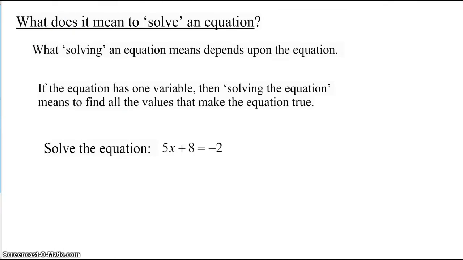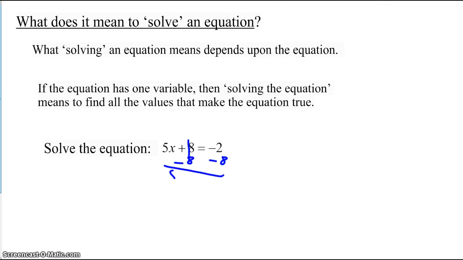Okay, so what does it mean to solve an equation? Well, it means 2 different things depending on what the equation form is. If the equation has just one variable, then solving the equation means to find all the values that make the equation true. And the way we typically do that is we try to isolate the variable, because then we just have the variable on one side and the number on the other side, and we can tell what that number has to be. So we would do procedures like this.